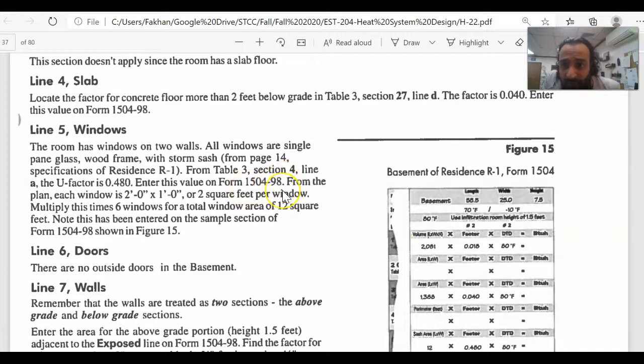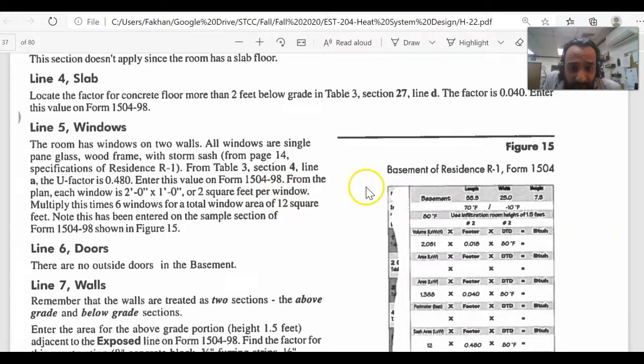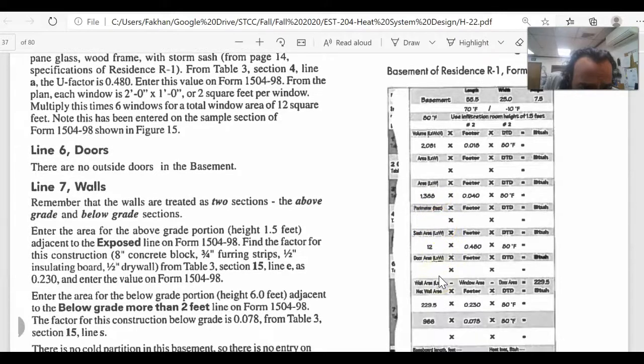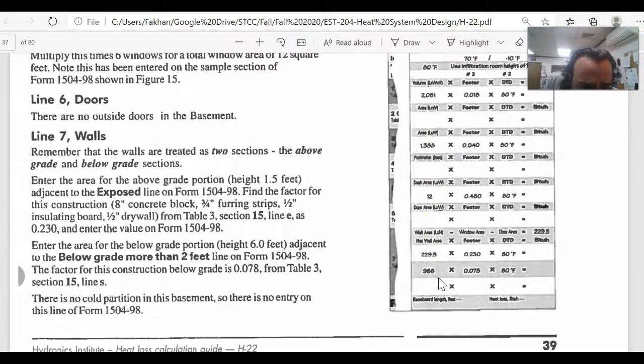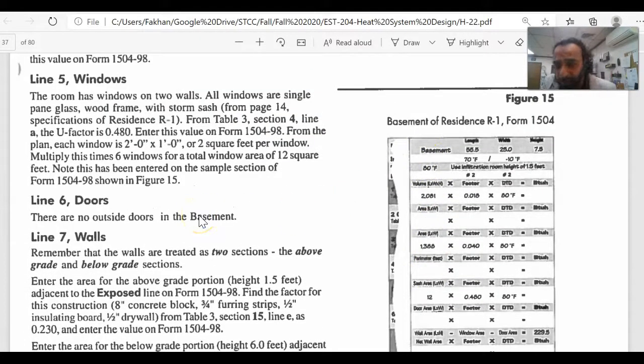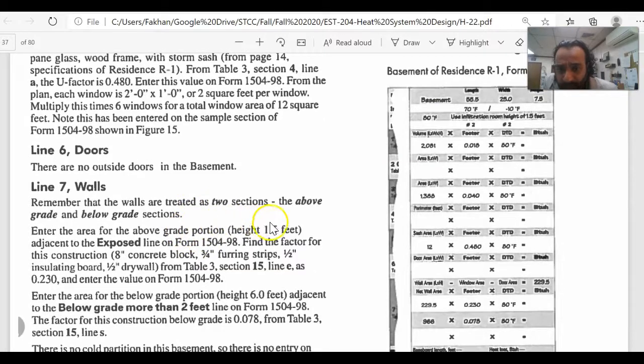And if you check out something, okay, let's look at this here. Slab, I want to show you something. Hopefully I can show you. It's here. Window area, wall, floor. Doesn't show. Okay, I will look at it. I will show it later. Walls.